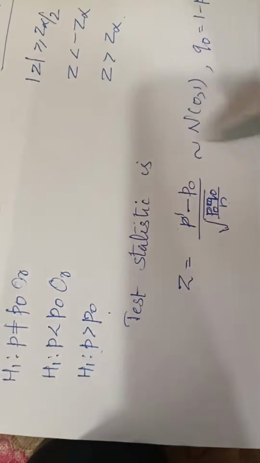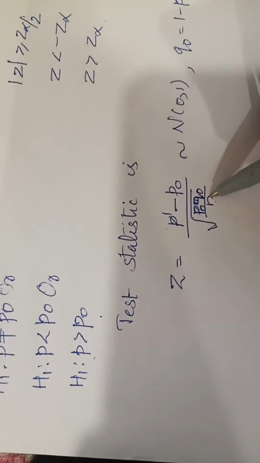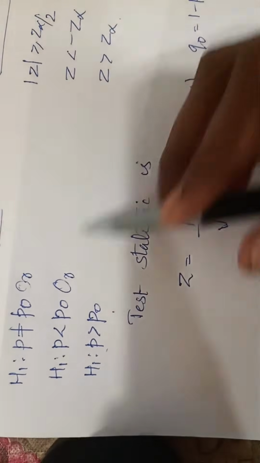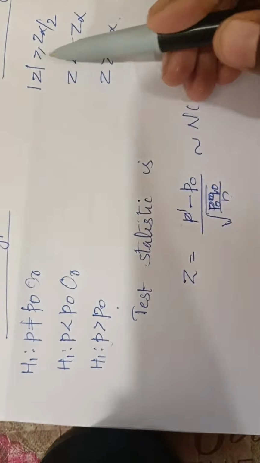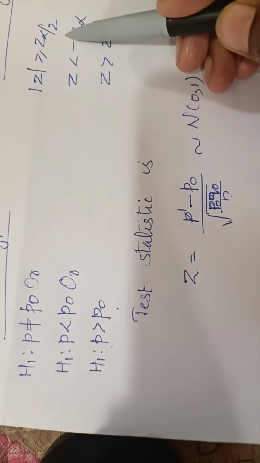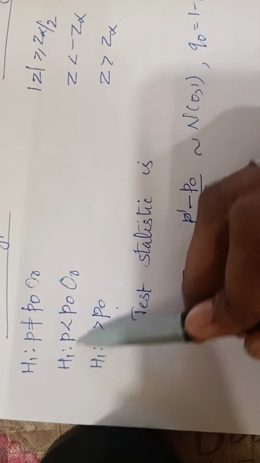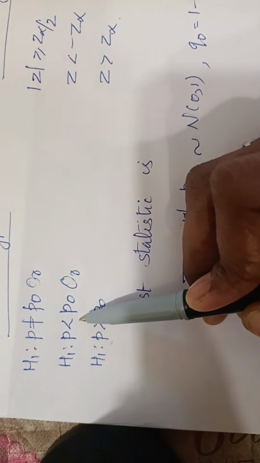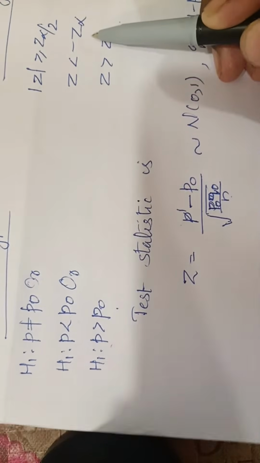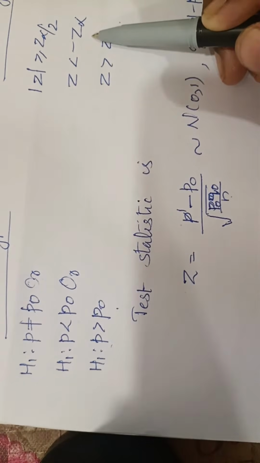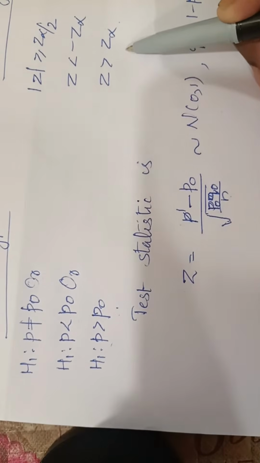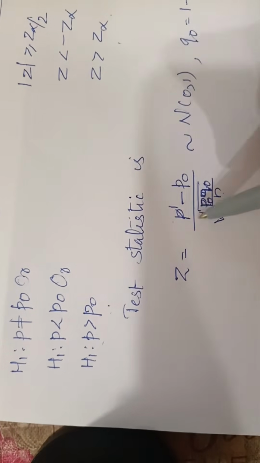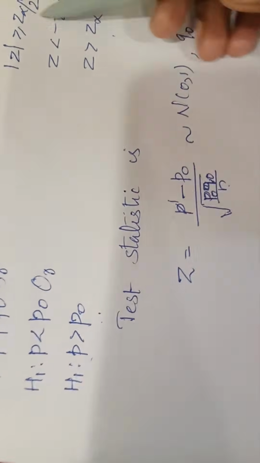After finding the test statistic, we will look for our critical region. If H1: P not equal to P naught is our alternative hypothesis, our critical region will be modulus Z greater than or equal to Z alpha by 2. If H1: P less than P naught is our alternative hypothesis, then Z less than minus Z alpha will be our critical region. And if H1: P greater than P naught is our alternative hypothesis, then Z greater than Z alpha will be our critical region.